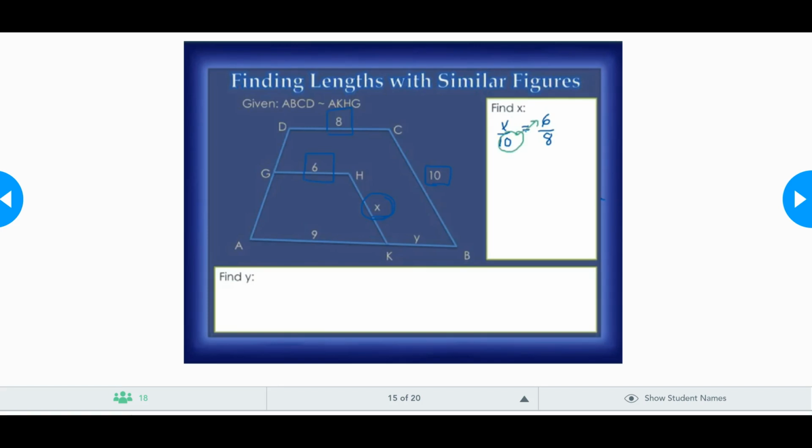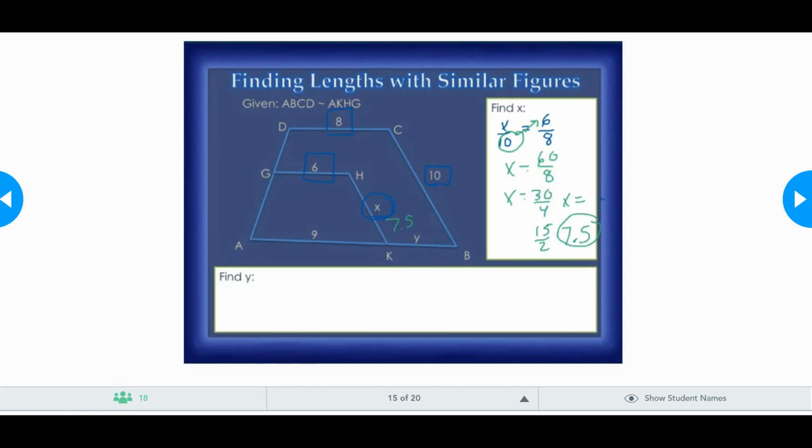So I'll multiply the 10 over this way. So x is going to be 60 divided by 8. And as we reduce that down, I can do 30 over 4. That's 15 over 2, or 7.5. So x equals 7.5.